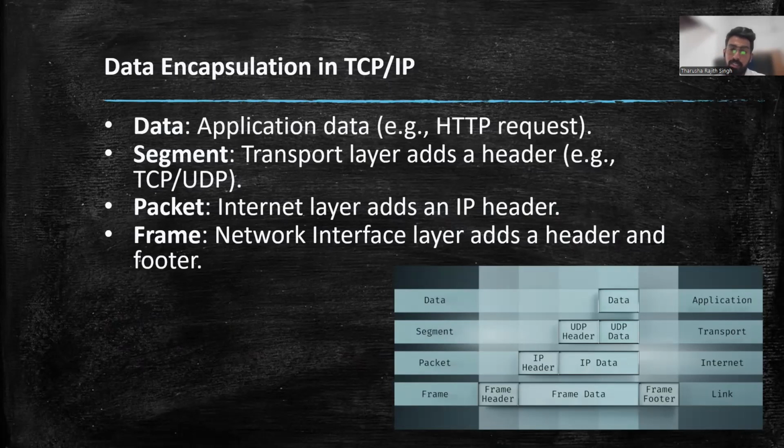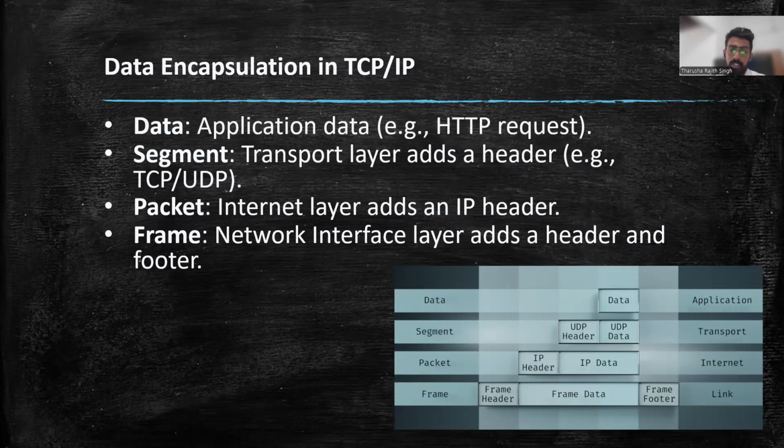Segment. When the data reaches the transport layer, a header is added, creating a segment. This header includes information like source and destination ports, sequence numbers, and error checking data. If TCP is used, the segment will also include acknowledgement information.